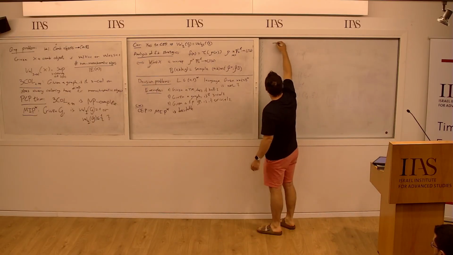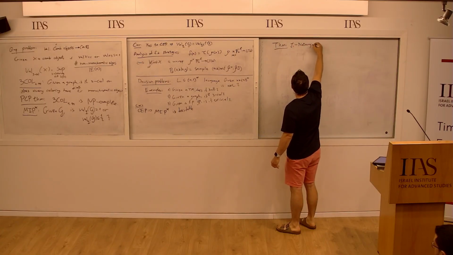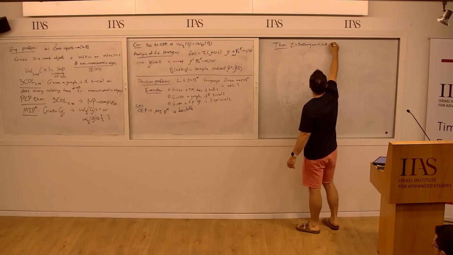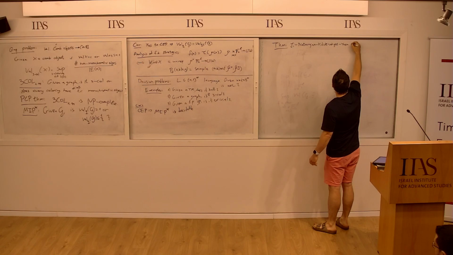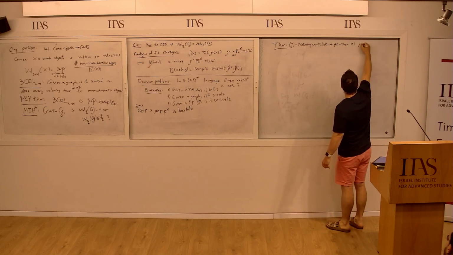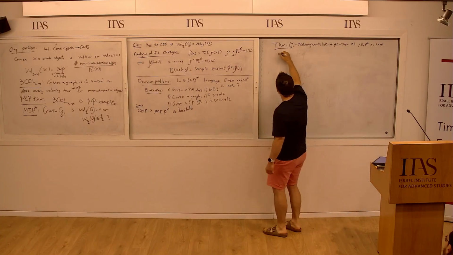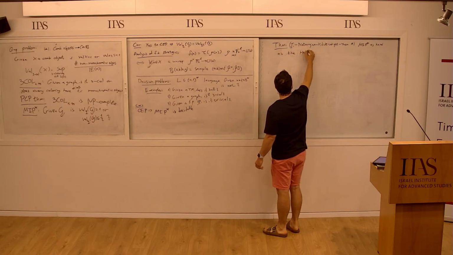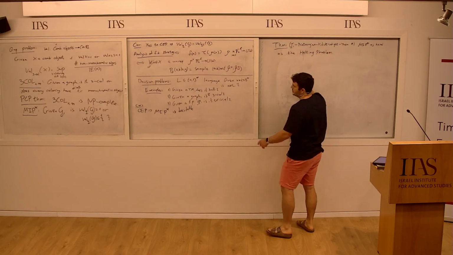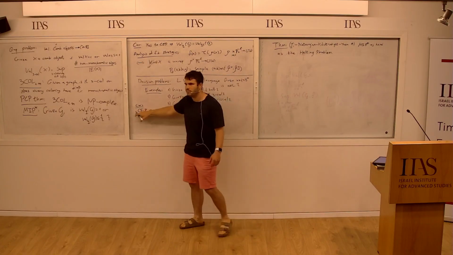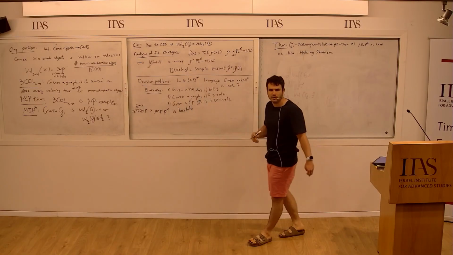So what did G, Natarajan, Vidick, Wright and Yuen show in 2019? That MIP star is actually as hard as the halting problem. And thus it is not decidable, and thus Connes embedding problem. Maybe I should have written here yes to Connes embedding problem. And thus Connes embedding problem has a negative answer.